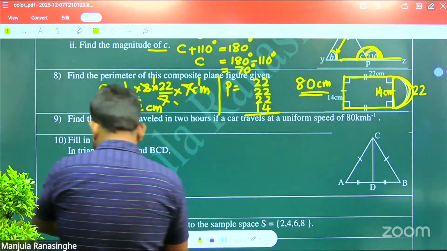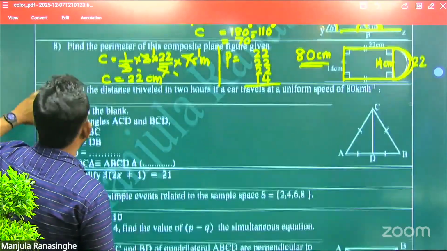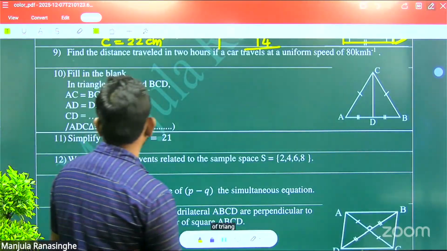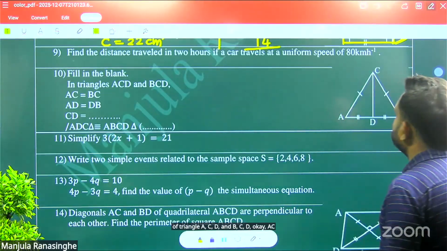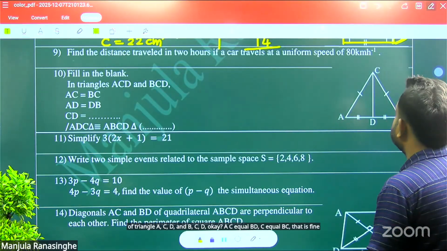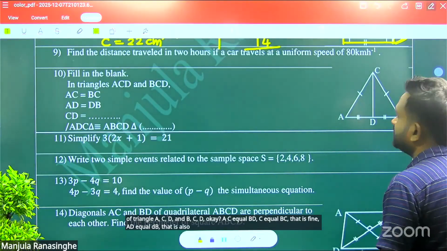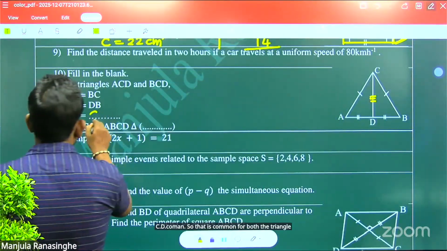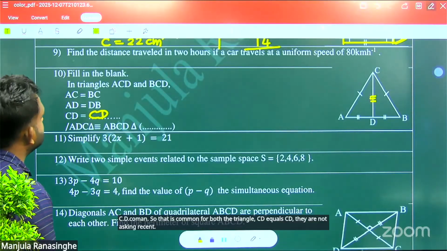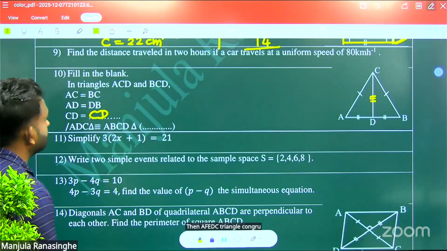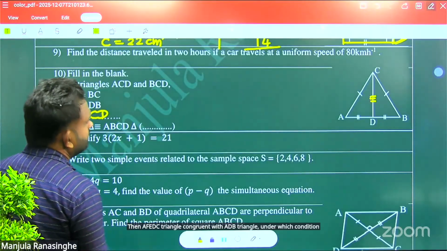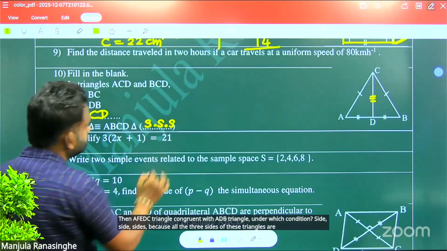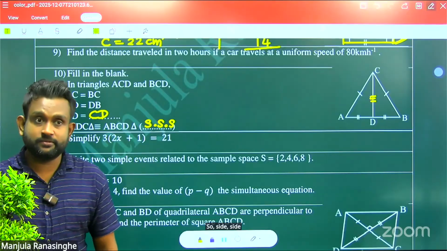Question number 9, find the distance traveled, that is okay. 10, fill in the blanks of triangles ACD and BCD. AC equals BC, that is fine. AD equals DB, that is also fine. CD equals CD, they are common, so that is common for both triangles. They are not asking for the reason. Then triangle ACD is congruent with triangle BCD. Under which condition? Sides, because all three sides of these triangles are equal. So sides is the case.